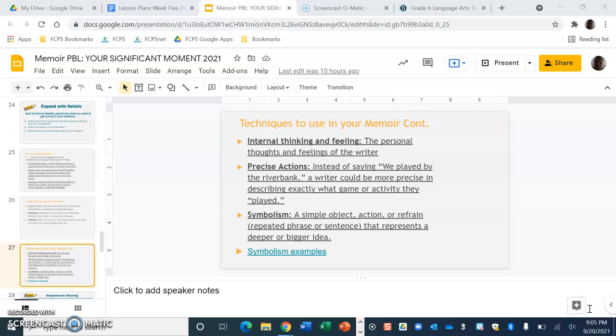Precise actions. So the basic example I have here, instead of just saying we played by the riverbank, which is an okay sentence, you could be more precise in describing exactly what activity we played. I was skipping rocks with my best friend across the riverbank on a cold and damp morning in early March.